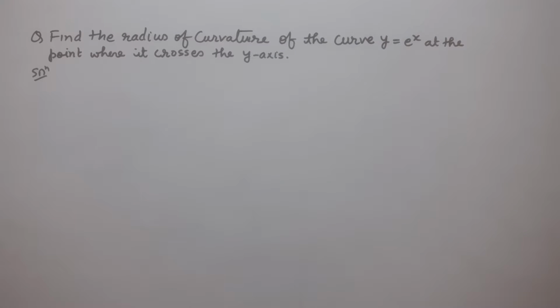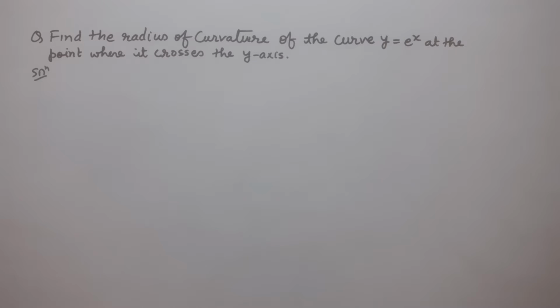Students, this is the question of curvature. Here we have to find the radius of curvature of the given curve y is equal to e to the power x at the point where it crosses the y-axis. You can see here the given curve is y is equal to e to the power x. Now we have to find the radius of curvature at the point where it crosses the y-axis.